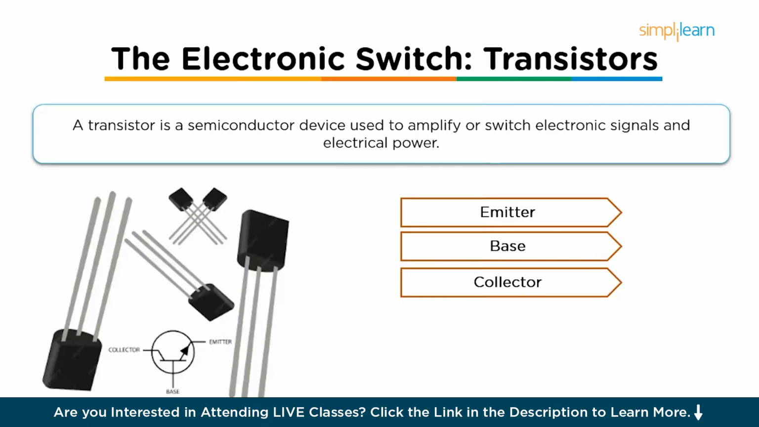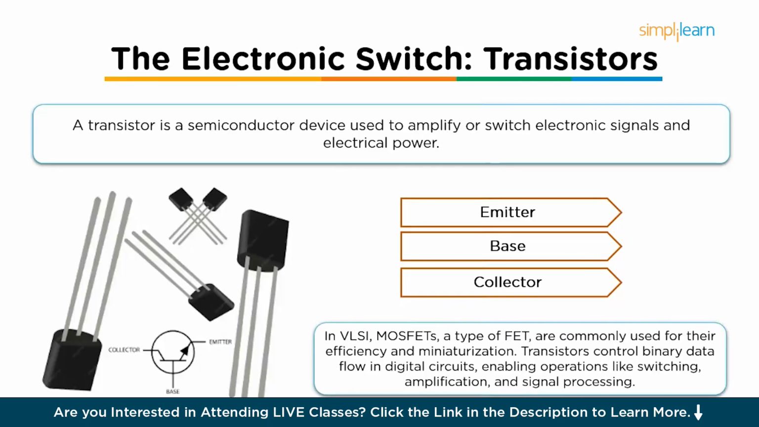In VLSI technology, field effect transistors (FETs) are the most commonly used type. FETs are used because they are more efficient and easier to miniaturize than the other types of transistors. The metal oxide semiconductor field effect transistor (MOSFET) is the dominant type used in VLSI circuits. Transistors can be used in digital logic circuits to perform operations like switching, amplification, and signal processing. These operations form the foundation of modern electronic devices, as transistors control the flow of binary data, zeros and ones, in the form of voltage levels.